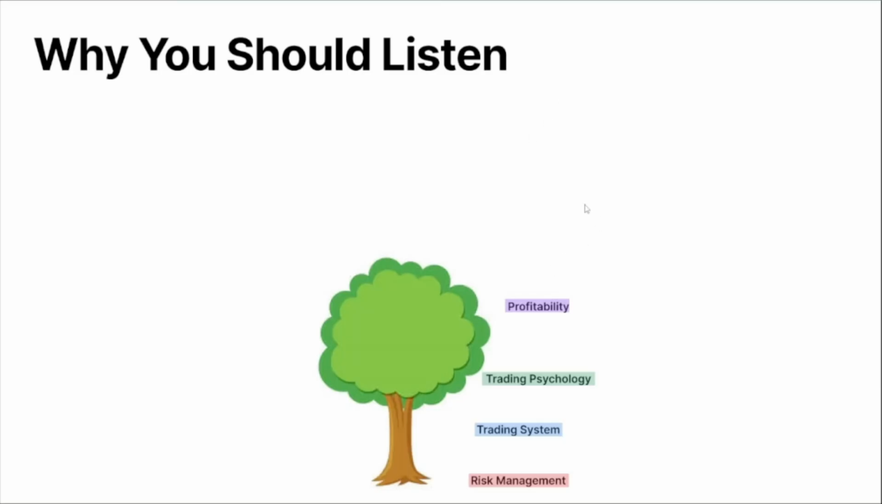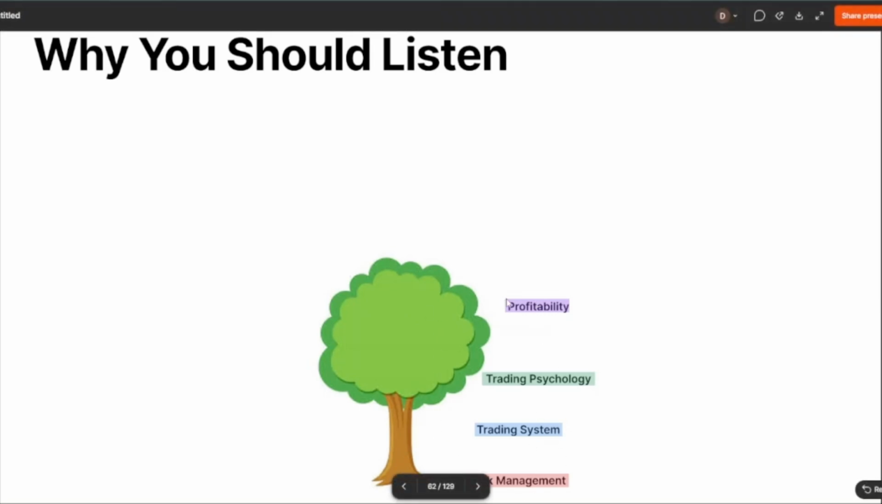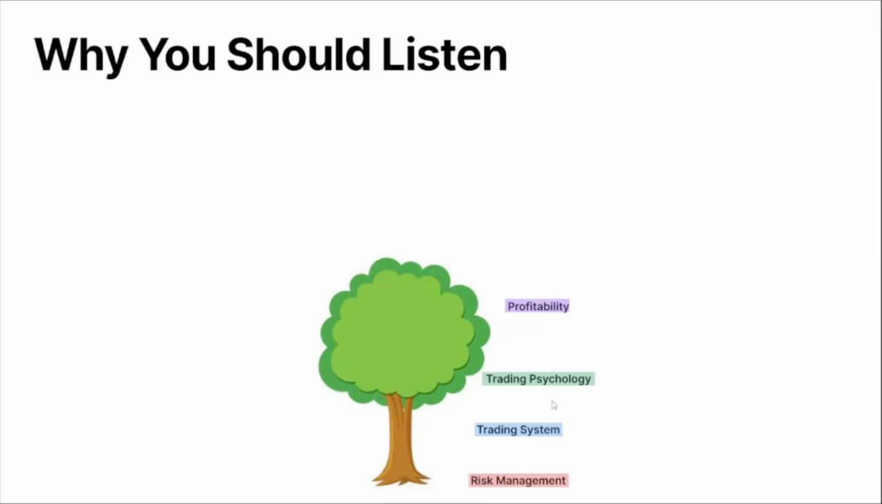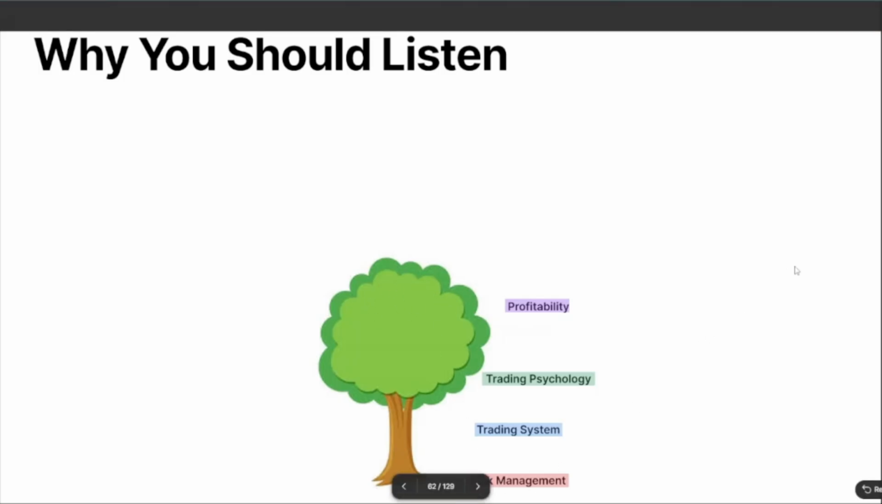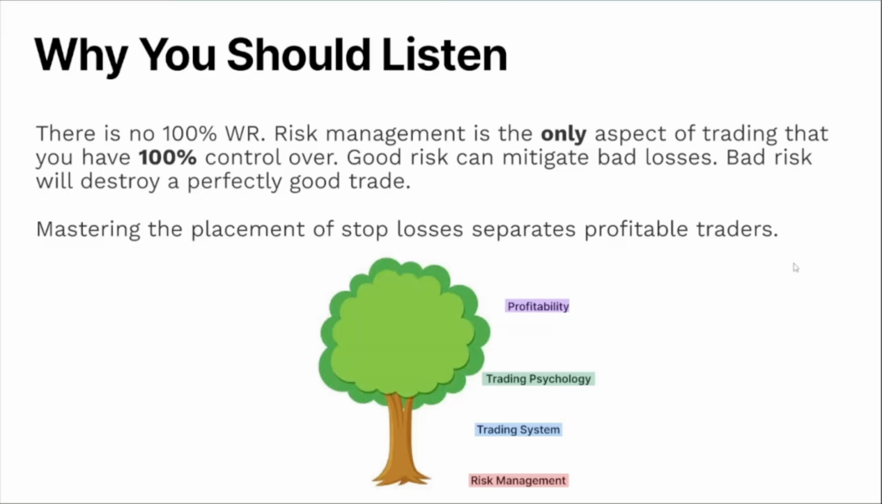Obviously, now the reasoning why you should listen, well, to grow this tree of wealth, of profitability, this is how it starts. So if your fruit are profitability, well, it's going to be based on the roots, which is risk management. Then your trading system is very important, but it's not as important as your risk management. And then your trading psychology, which is least important, but is still very important and crucial to your profitability. So risk management really is the roots here. And mastering the placement of stop losses really separates profitable traders from people who aren't profitable.